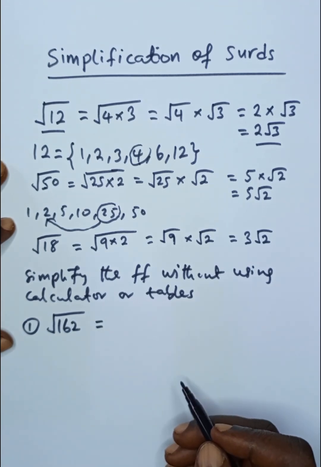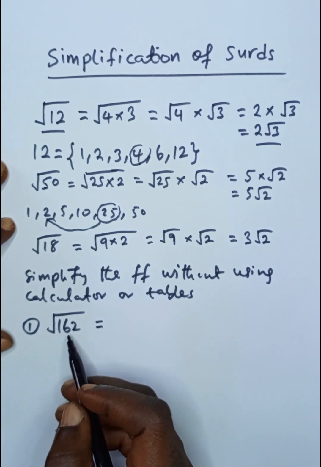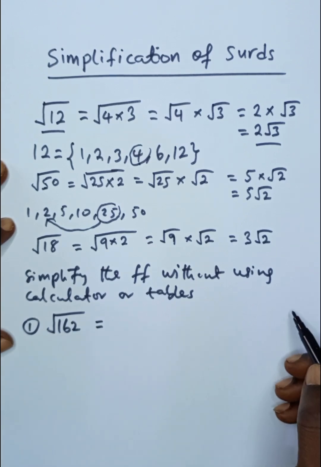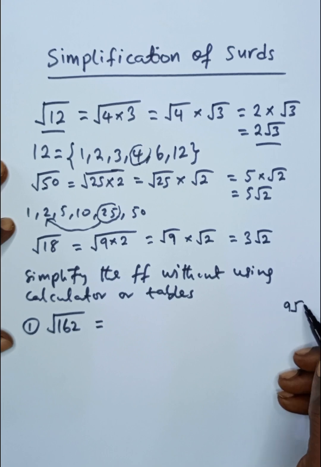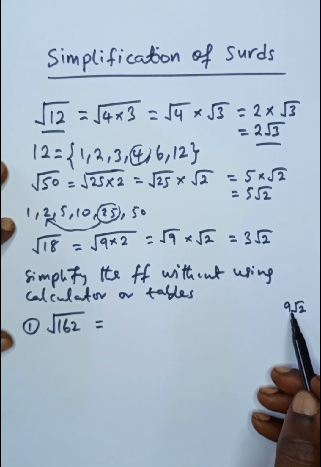The trick that I'm going to show you right now is that, though the question says without using calculator, so you are not going to use the calculator to write the final answer, the calculator is going to help you to get the highest perfect square. When you use the calculator to punch square root of 162, you will get 9 root 2. So what you are going to do is multiply the number outside the root sign by itself, and that will give you the highest perfect square.